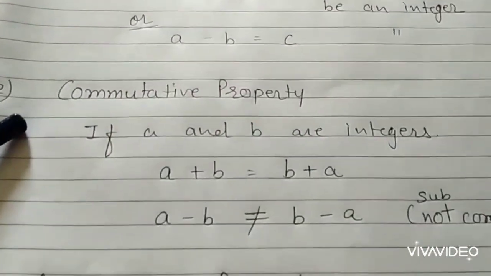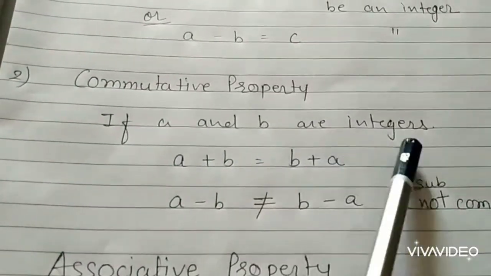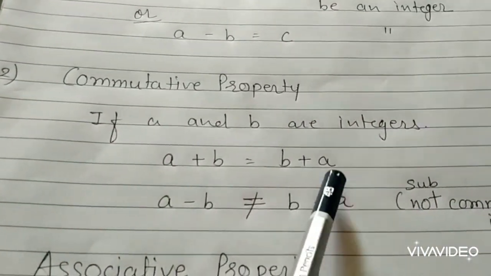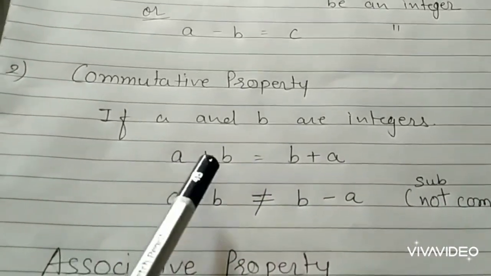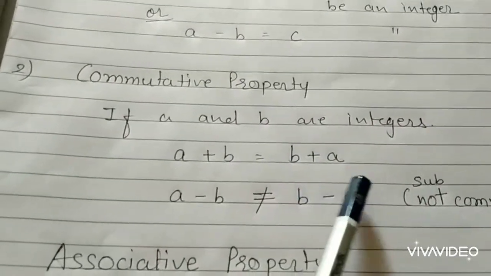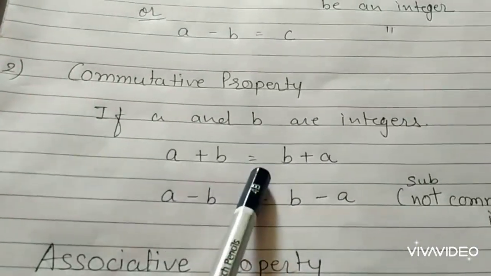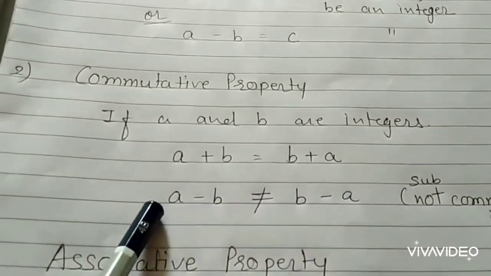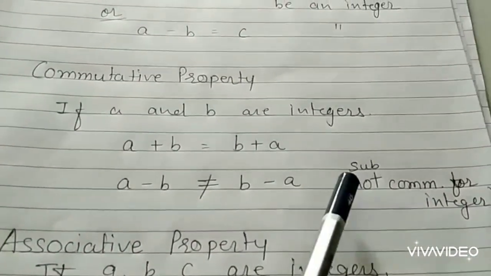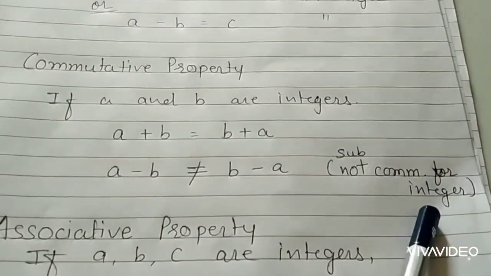Second is commutative property. For commutative property, if a and b are integers, then a plus b is equal to b plus a. That means the shuffling of numbers, if we are changing the places of the numbers, the result will be same. This is for addition, a plus b is equal to b plus a. Now if we move further for subtraction, then they are not equal. So we can say that subtraction is not commutative for integers.